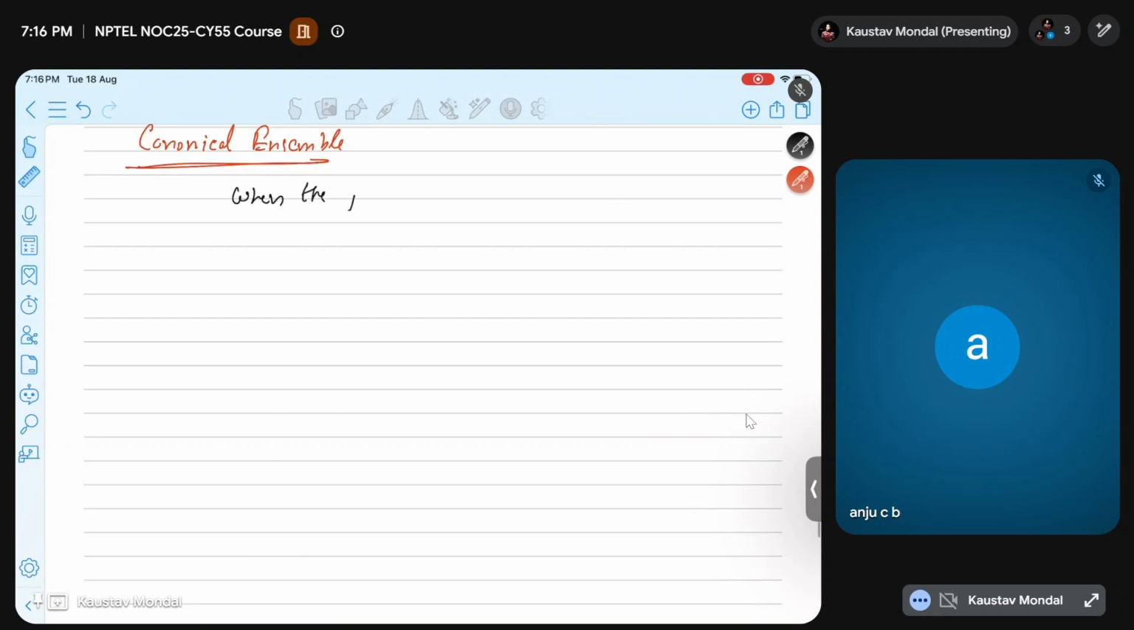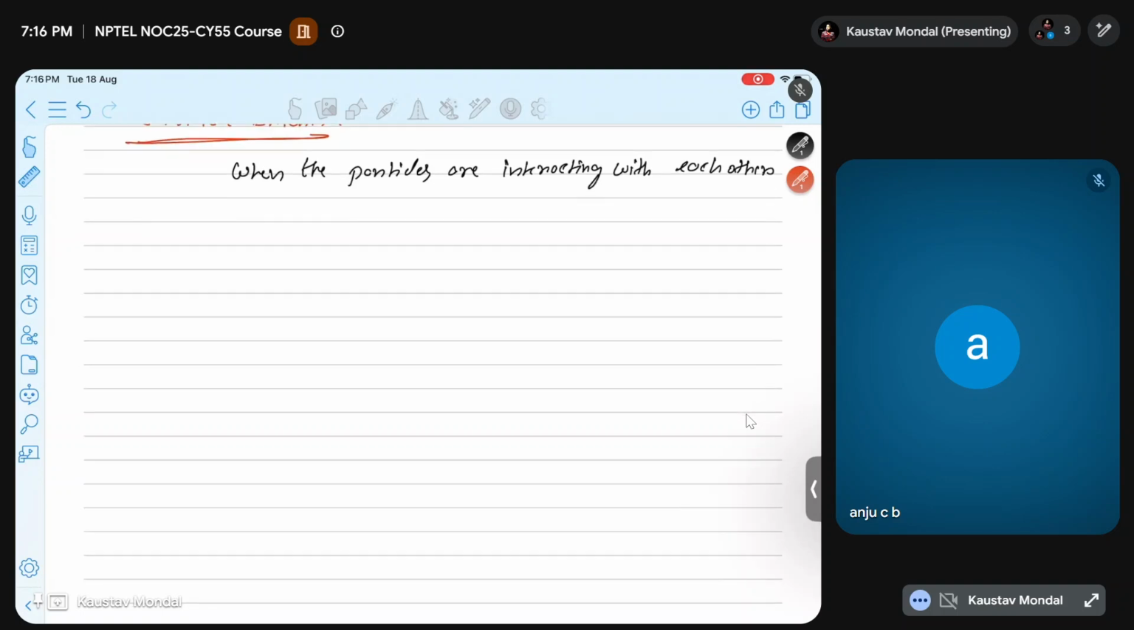When the particles are interacting with each other, the energy will change at every instant. So we need a new formalization.